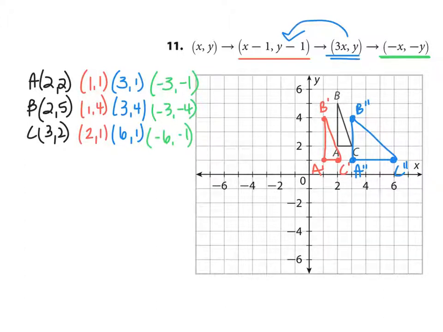And if I go ahead and plot those points, my final image is going to look like this green triangle down here at the bottom. Notice that on every stage, it's very important that I label my points so that we see what's corresponding. So make sure that you're doing that same thing for your notes tomorrow.